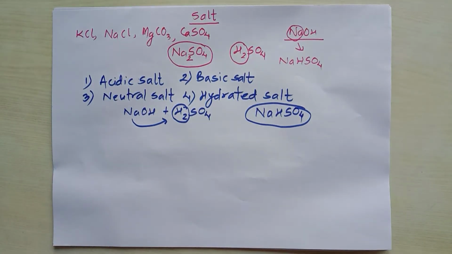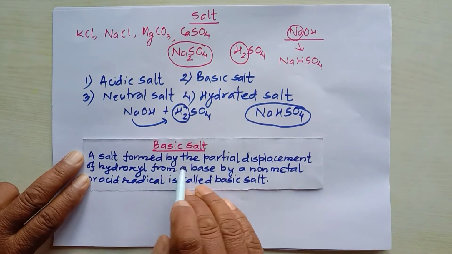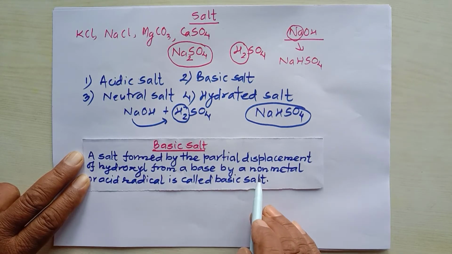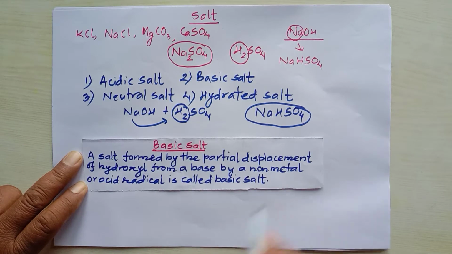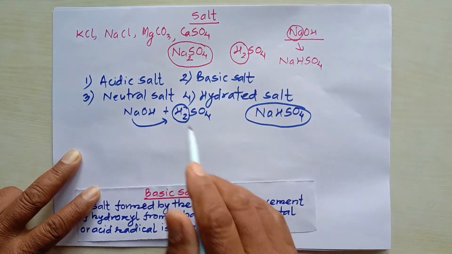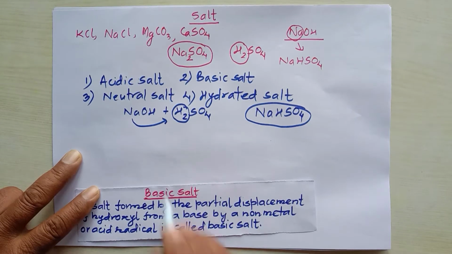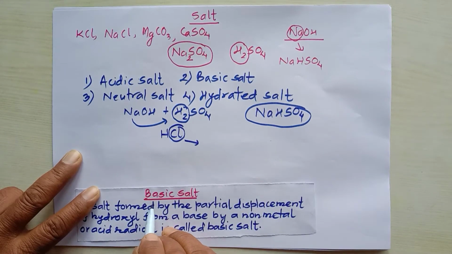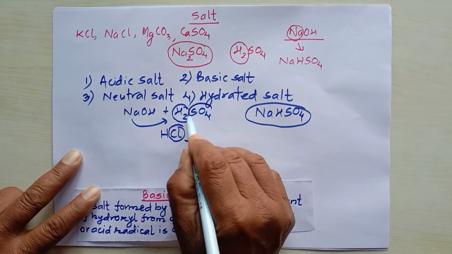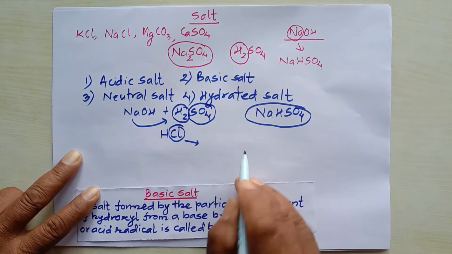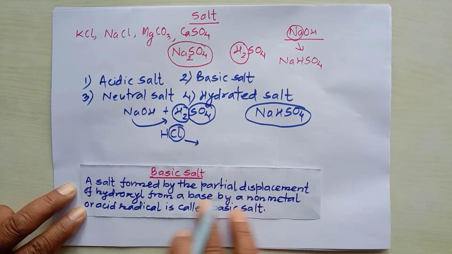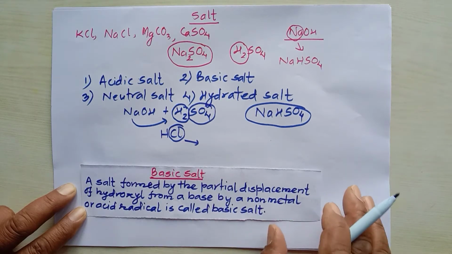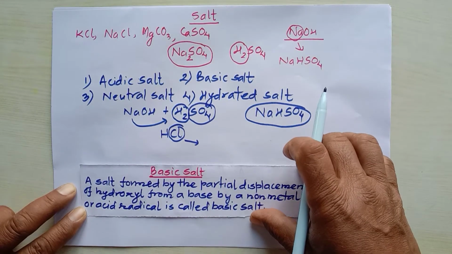Now let's talk about basic salt. Look at this. A salt formed by the partial displacement of hydroxide from a base by a non-metallic or acidic radical is called basic salt. Acidic radical means the radical which comes from an acid. Just for example, from hydrochloric acid, chlorine comes; this is called acidic radical. In the same way, from sulfuric acid, if sulfate is taken, that is also an acidic radical. Our definition says that a salt formed by the partial displacement of hydroxide from a base by a non-metal or acidic radical is called basic salt.